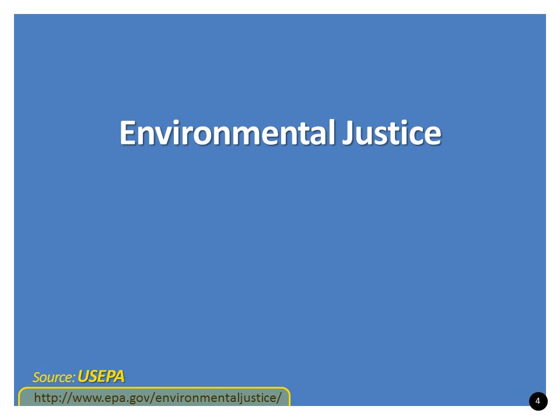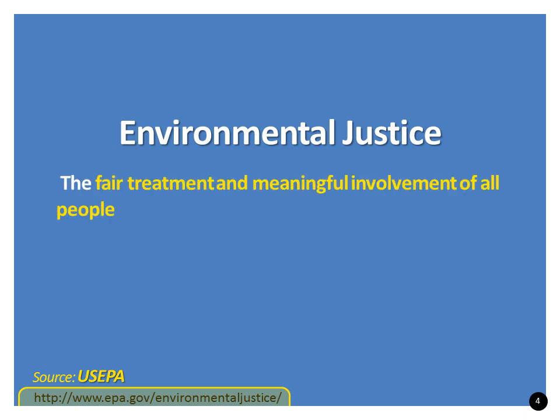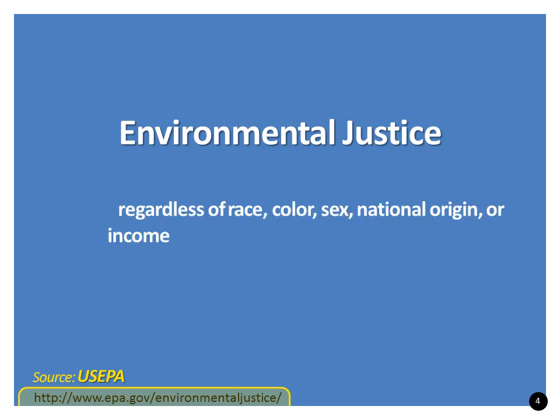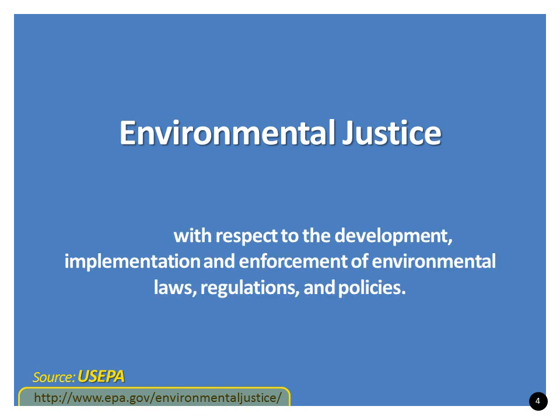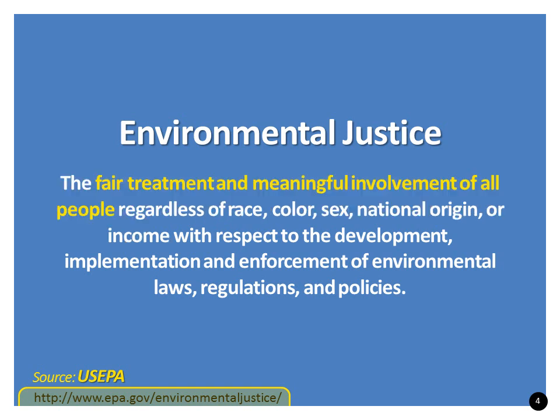There are several definitions of environmental justice among the various agencies, but most focus on a common set of core principles. The U.S. Environmental Protection Agency, which leads federal implementation of environmental justice and the Federal Interagency Working Group on the subject, defines environmental justice as the fair treatment and meaningful involvement of all people, regardless of race, color, sex, national origin, or income, with respect to the development, implementation, and enforcement of environmental laws, regulations, and policies.